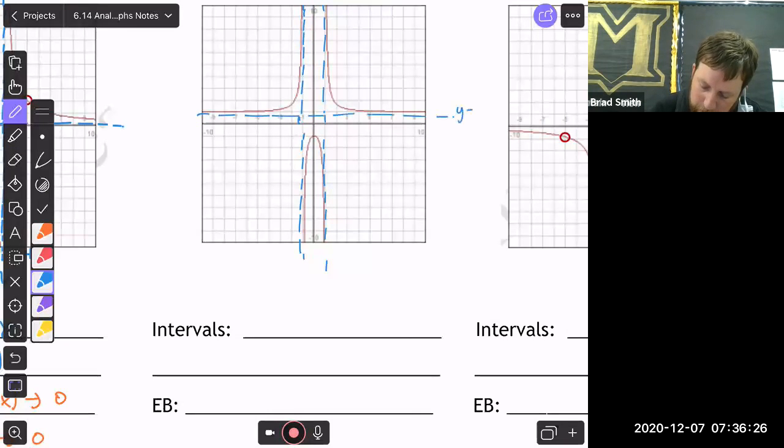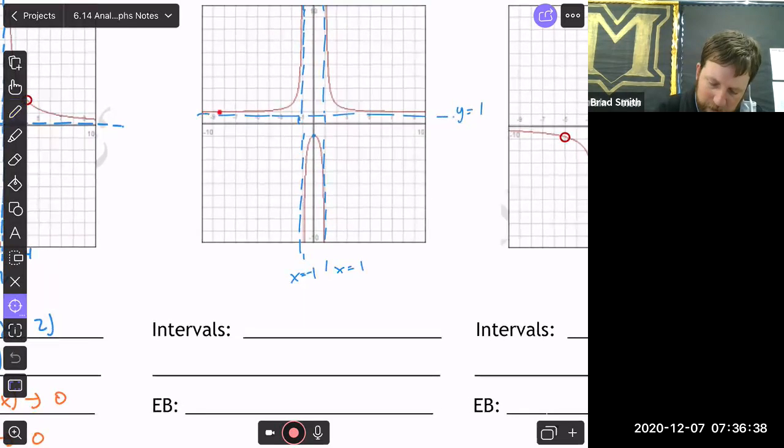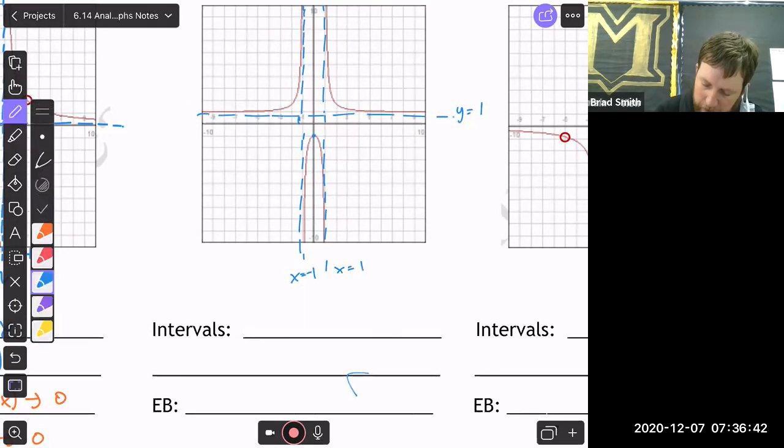All right, so y is equal to 1. I got x is equal to negative 1, and I got x is equal to 1. I also have this little turning spot right here. We'll talk about it in a second. So intervals. Now, this first one right here is increasing. So it's going up. So I'm going to start with my increasing. I'm going to do all my increasing.